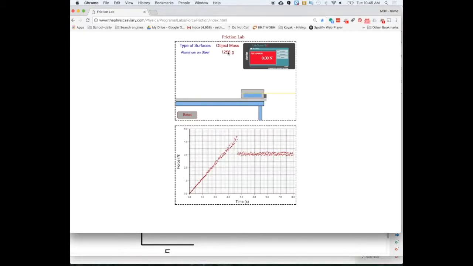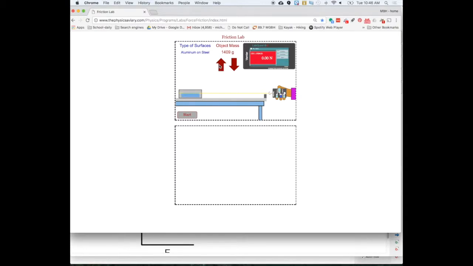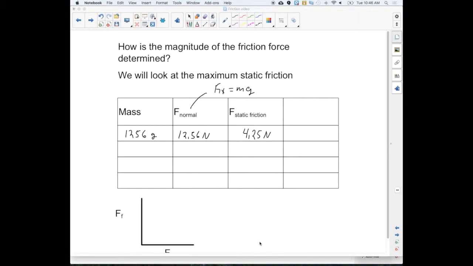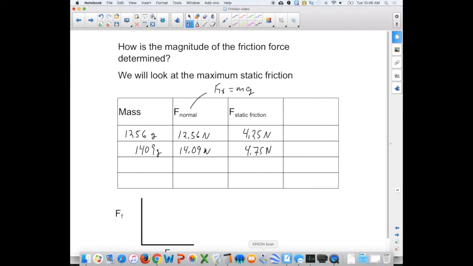So I'm going to reset. I'm going to increase the mass, 1409. And we'll call that 1409 and 4.75. And 1409 grams, 14.09 newtons. We'll do, I guess, maybe 2 more of these.